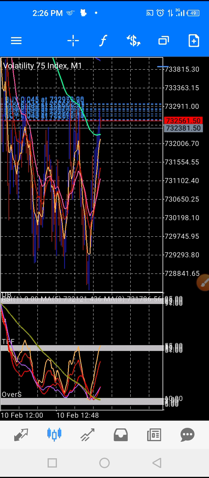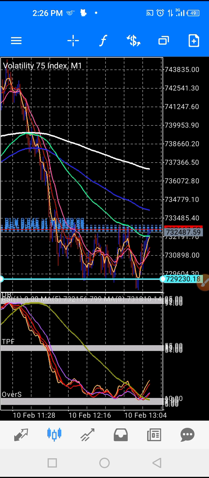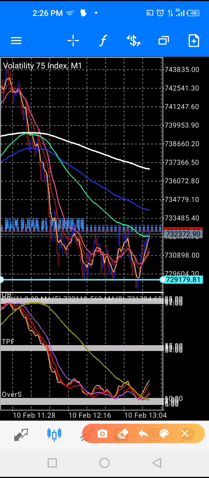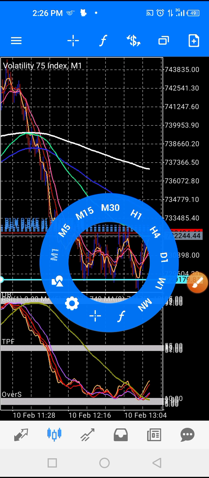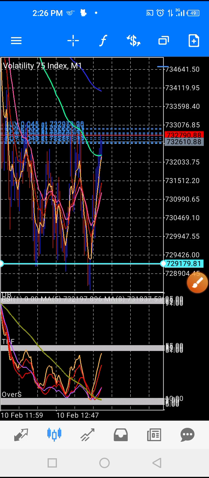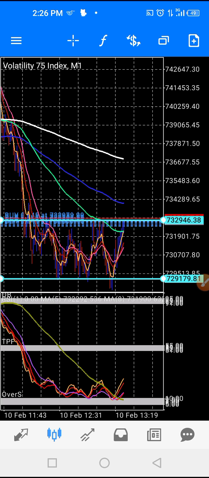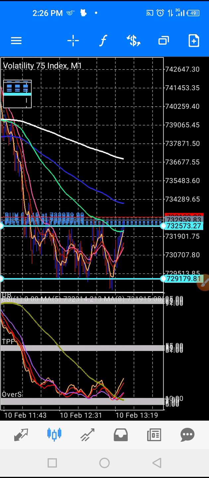If we're drawing with a horizontal line, we'll draw with this. Now look at this. There is a price rejection here, here, and here. The price tested here, went up, down, and it's up again now. So here we have a support, and on the upper side we have a resistance. So we have a support and a resistance.